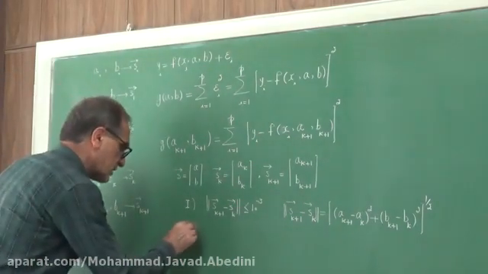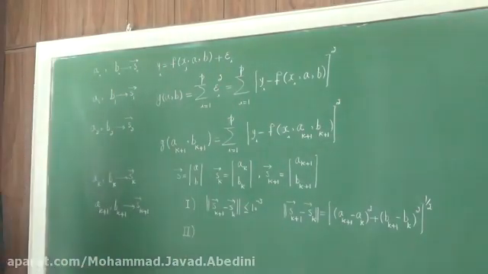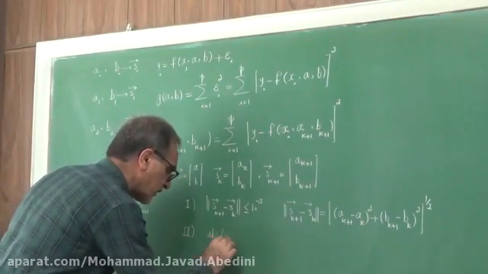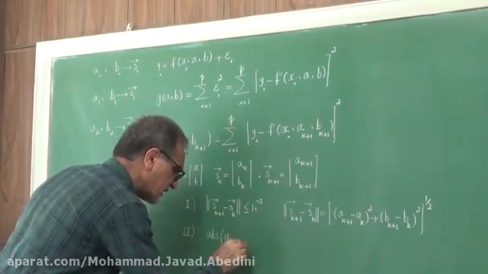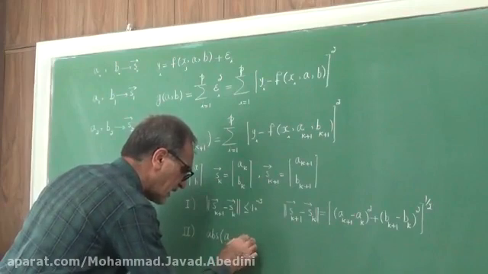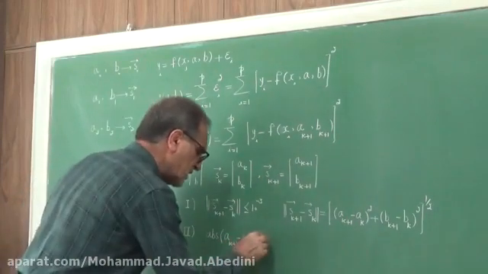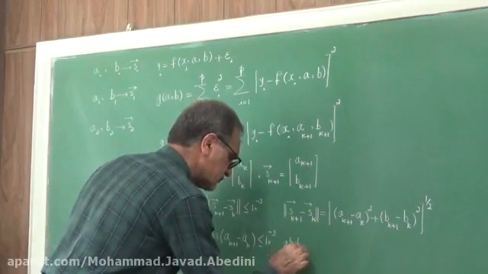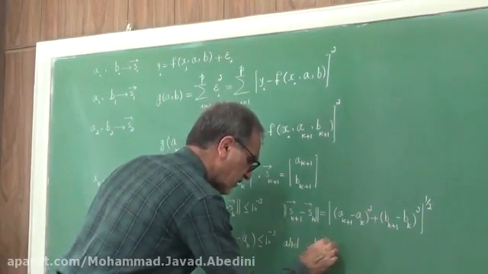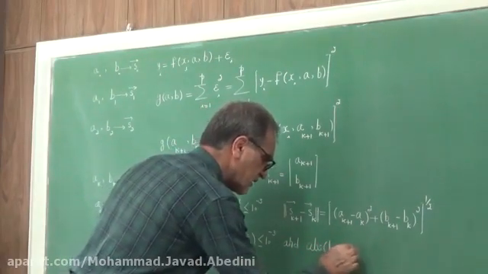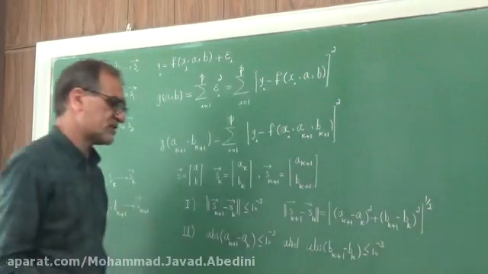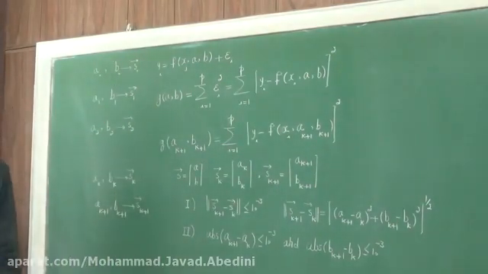The second stopping criteria to consider is to focus on the absolute value of a_{k+1} minus a_k being less than or equal to 10 to the power of minus 3, and the absolute value of b_{k+1} minus b_k being less than or equal to 10 to the power of minus 3. That is the second stopping criteria.